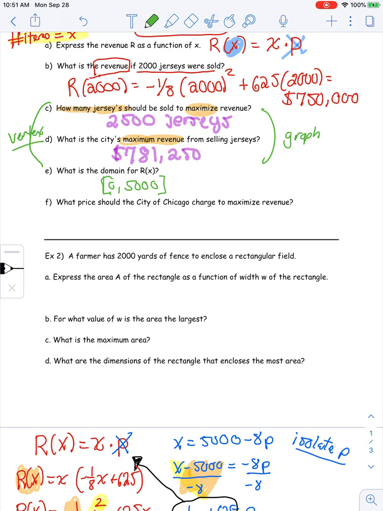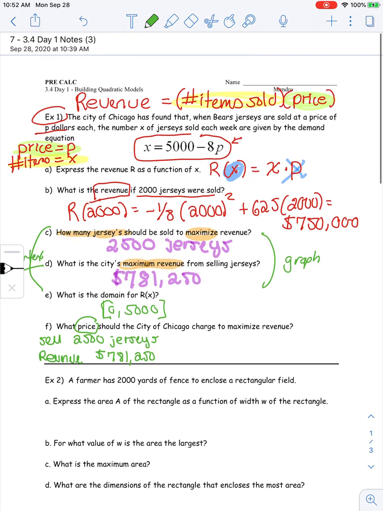The final question, what price should the city of Chicago charge to maximize revenue? So think about what we know at this point. We know that we need to sell 2,500 jerseys. We know that the maximum revenue that we will make if we do that is $781,250. What this is asking is what price do we need to charge in order to maximize that revenue?